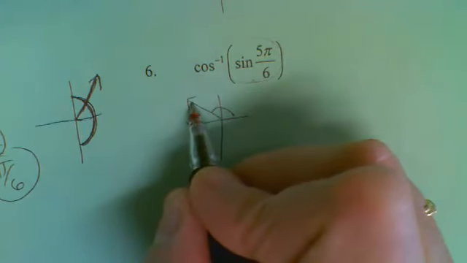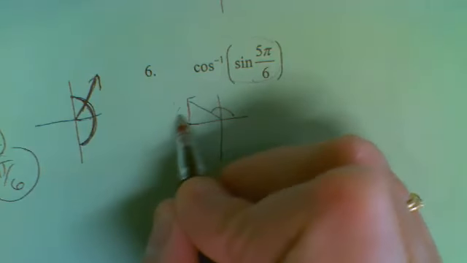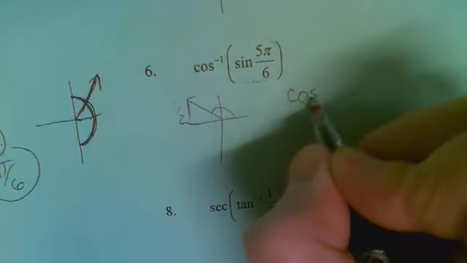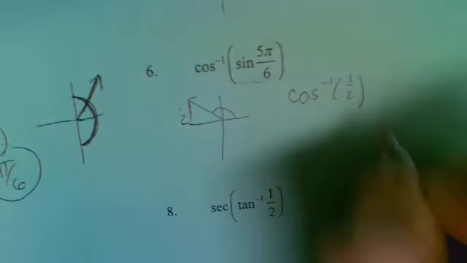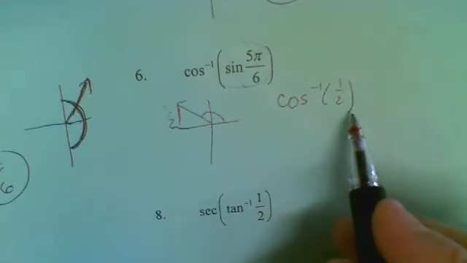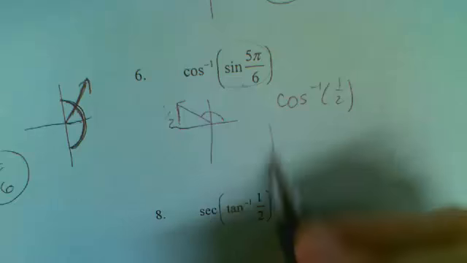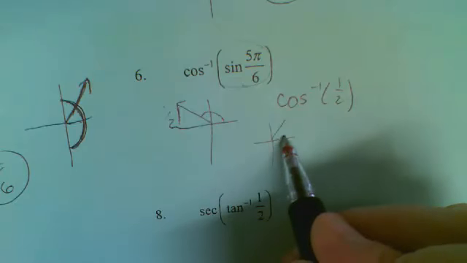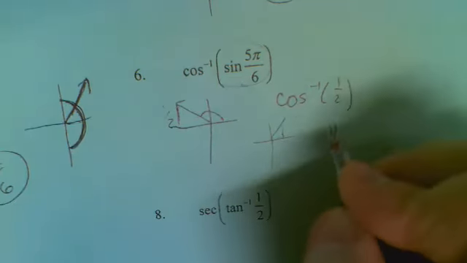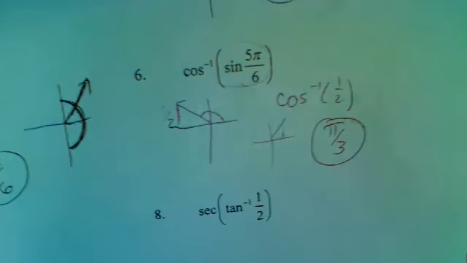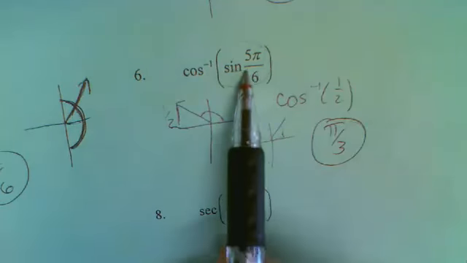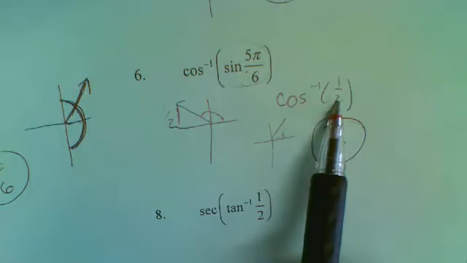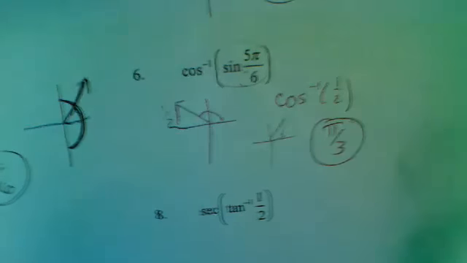The sine is 1/2. So now I'm looking for inverse cosine of 1/2. What angle has a cosine of 1/2? Well, that's going to be over in the first quadrant. I'm going to go 1/2 over, radical 3 over 2 up. That is pi over 3. So again, we just found the sine of 5 pi over 6, it's 1/2, and then found the inverse cosine.